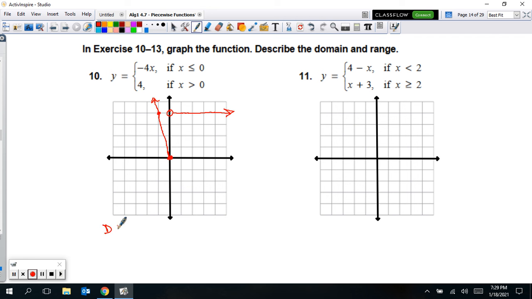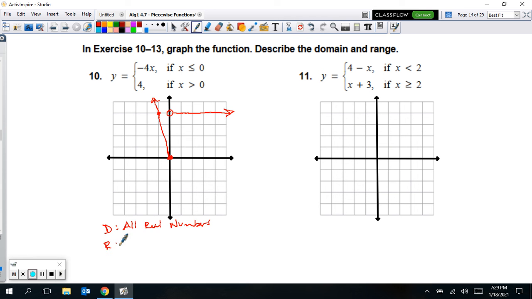So domain for this, I'll just put D for domain. As we come in, this function, even though it doesn't look like it's maybe over here, it eventually will be. That arrow just keeps going off to the left. So the function's everywhere from the left, and it's here as well. So it's at 0, and then it keeps going where it picks up with this function. So it is all real numbers. It's everywhere, both left and right on the x-axis. So we can say all real numbers for that.